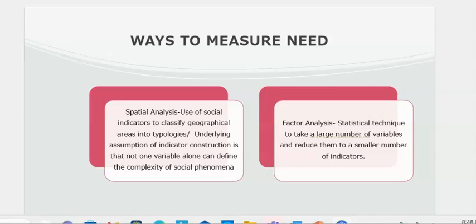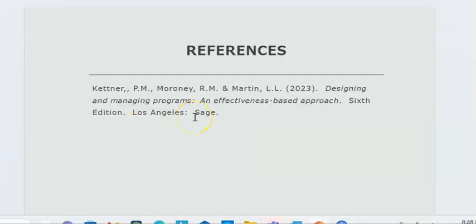And so if you're not real conscious of or have the knowledge of a lot of the statistical data, this is a good time to consult with someone who may have a better understanding of the use of statistical measurements to measure need and can add to your need analysis. And the references for this are the chapters in Kettner, Moroney, and Martin.